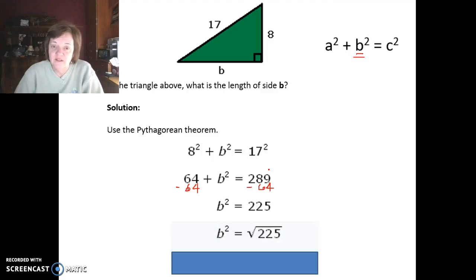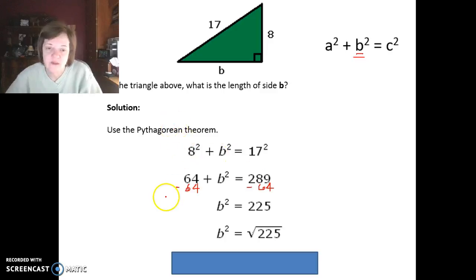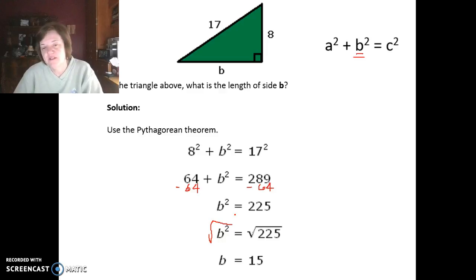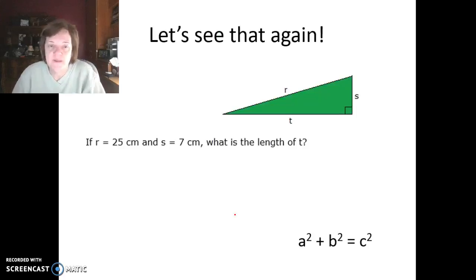And then take the square root of both sides. I'm going to take the square root of this one, too. Alright, take the square root of both sides. And that will give us, finally, 15. Okay, so that's how we do it when we're missing a leg instead of the hypotenuse. Let's take a look at it one more time.